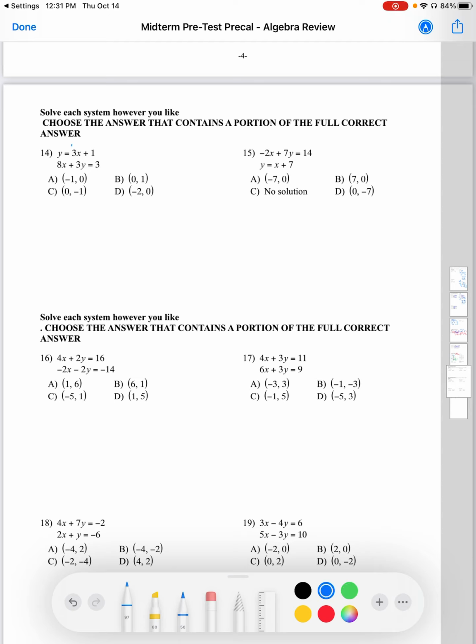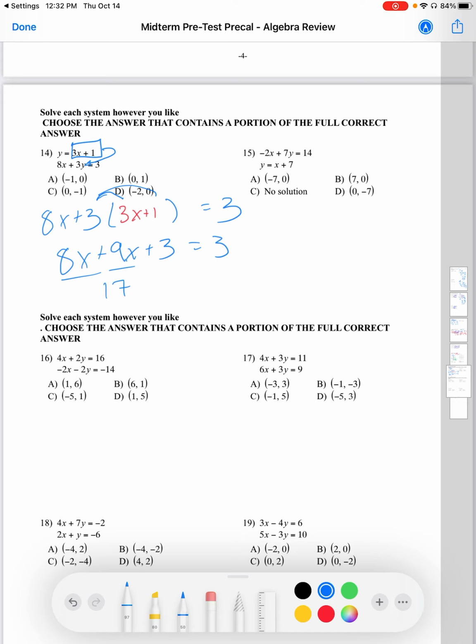Okay, solving. This one's set up for substitution. We're going to substitute that in for y. 8x plus 3 instead of y now. We are going to have 3x plus 1. That 3 is going to distribute. Combine like terms on the left. And subtract 3. We get 17x equals 0. Divide by 17. X is 0.